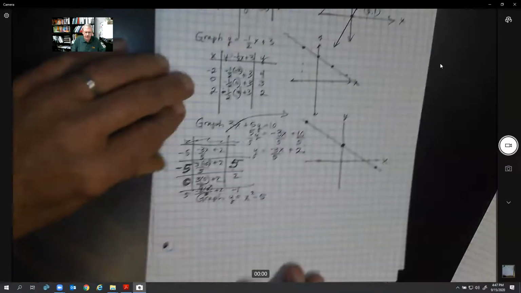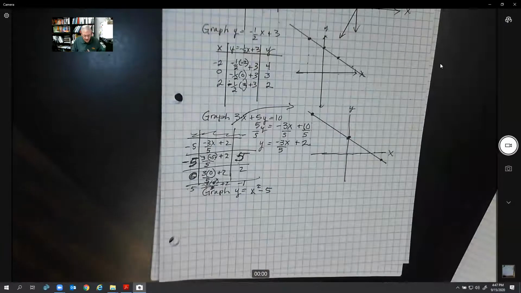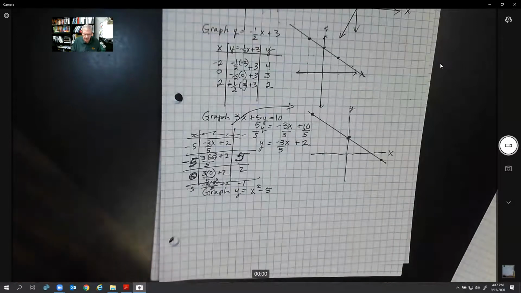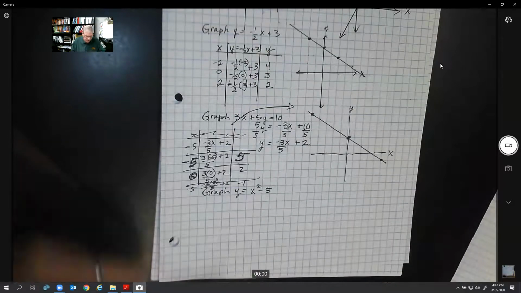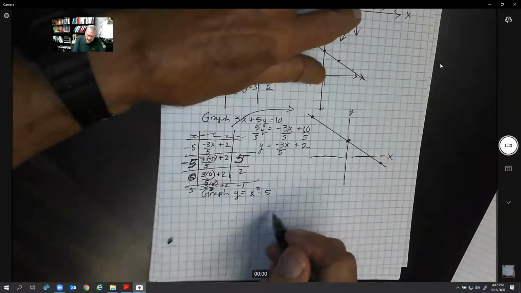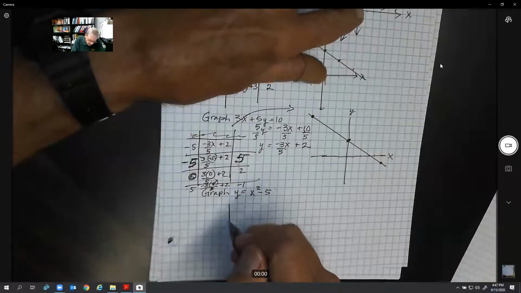Okay, the last graph I have here is a quadratic. It has a power of 2. So anytime they have a power in them, they're not going to be a straight line. They're going to be some kind of a curve. So this one's going to be a curve. I'm not going to spend much time on these because later on we're going to spend a great deal of time. But we're going to do the same thing.